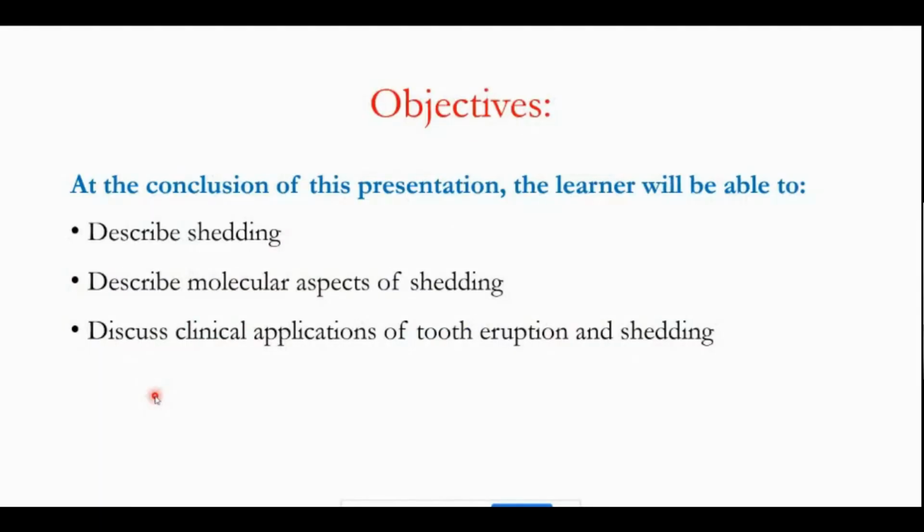And the objectives are for you to describe what is shedding, describe the molecular aspects of shedding, it's very important, and to discuss the clinical applications of both the tooth eruption and shedding.